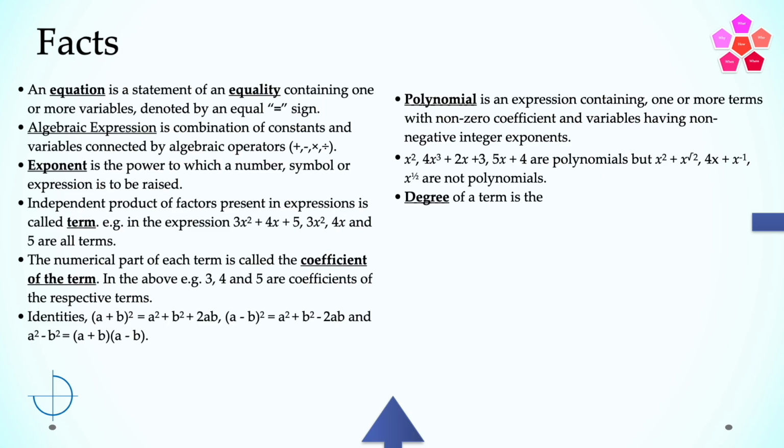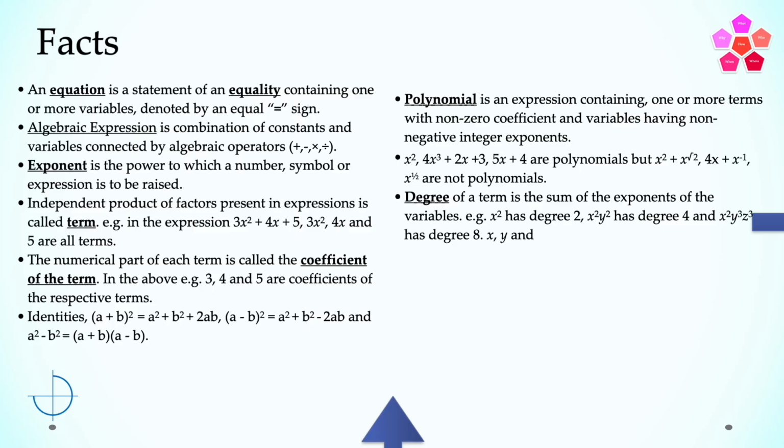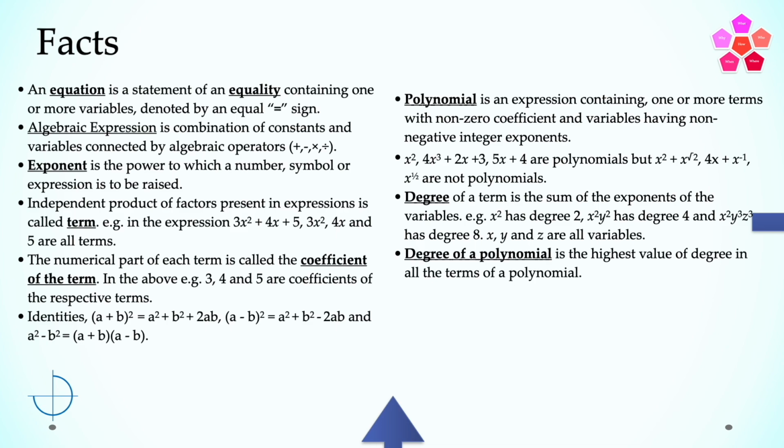Degree of a term is the sum of the exponents of the variables. For example, x squared has a degree 2, x squared y squared has a degree of 4 and x squared y cubed z cubed has a degree of 8, and the assumption is that x, y and z are all variables here. Degree of a polynomial is the highest value of degree among all the terms of the polynomial. For example, x cubed plus 3x plus 1 has a degree 3, whereas x cubed plus 3xy cubed plus 1 has a degree 4, where we have again assumed that x and y are variables.